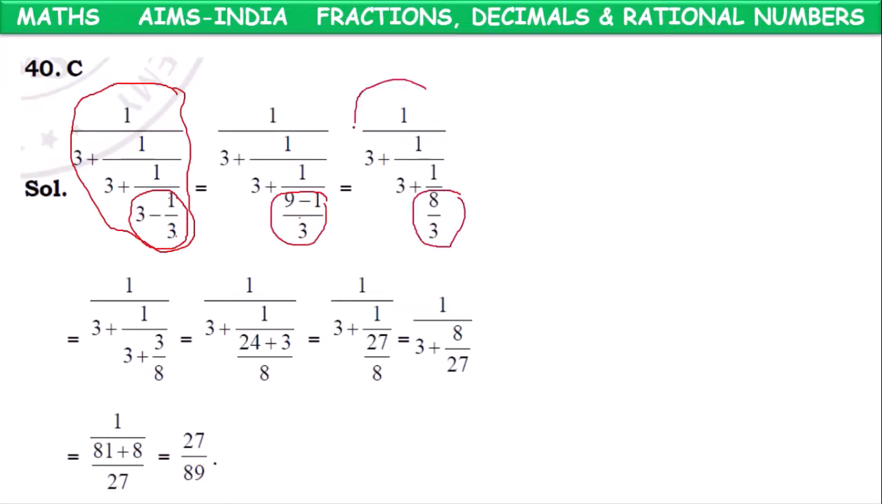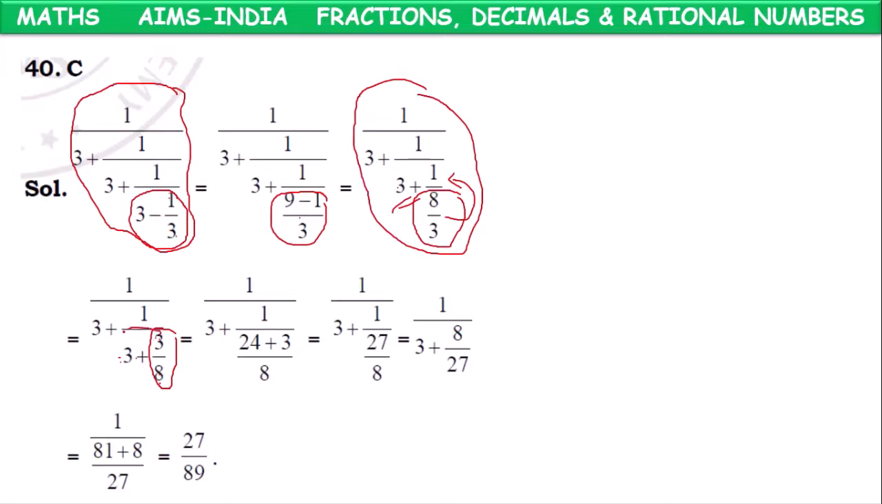Remaining part as it is. Out of this, 8 by 3 will go up. It will become 3 by 8. Plus, we are having 3 here. 3 plus 3 by 8. Again, 8 threes are 24, plus 3 by 8.